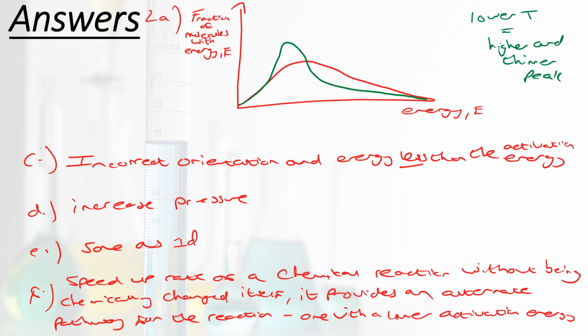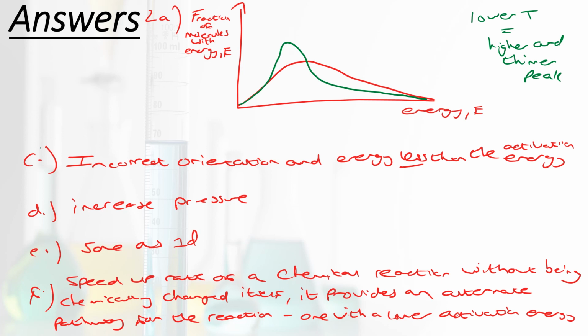Part C was to say that in order for two particles to react, they must collide. Explain why most collisions do not result in a reaction. And there's two reasons for this. The first is that they either don't have the correct orientation, or, and quite often, they don't have the minimum amount of energy. They have energy less than the activation energy, the minimum energy to start breaking bonds.